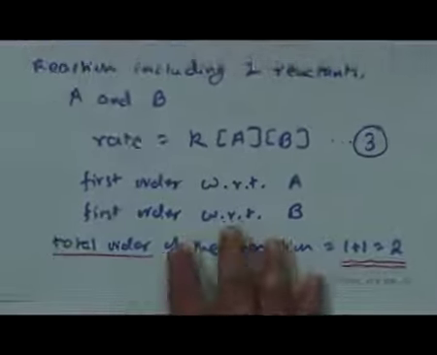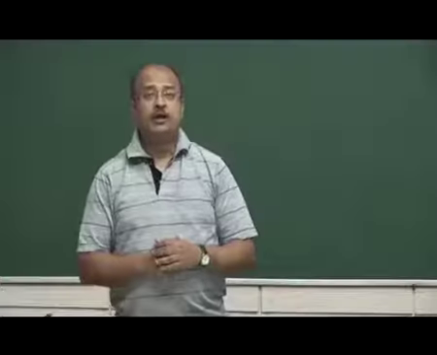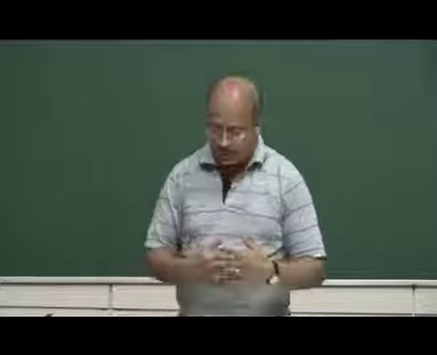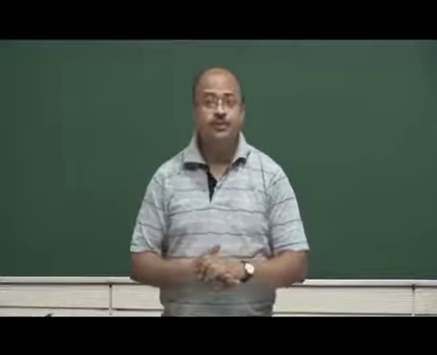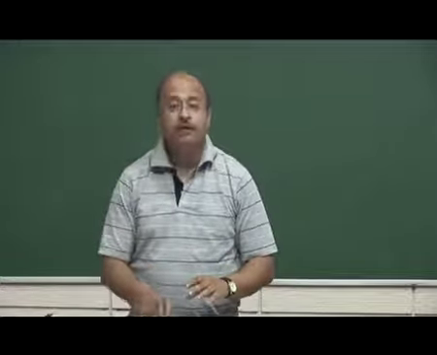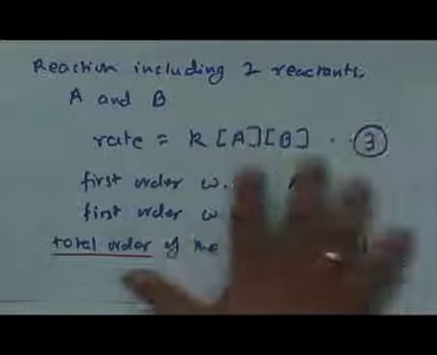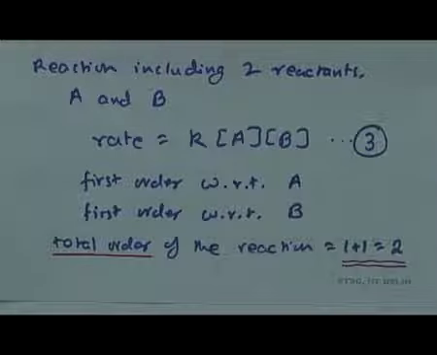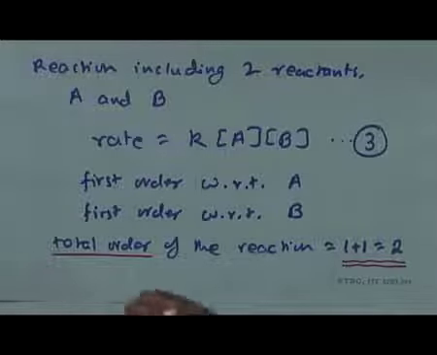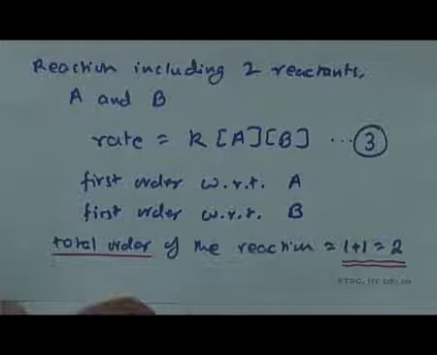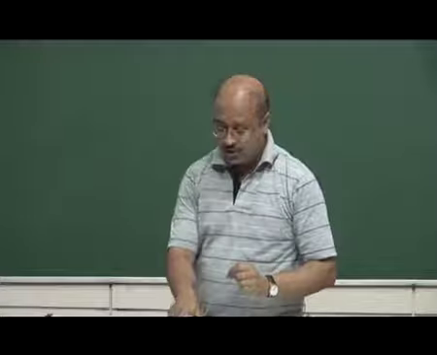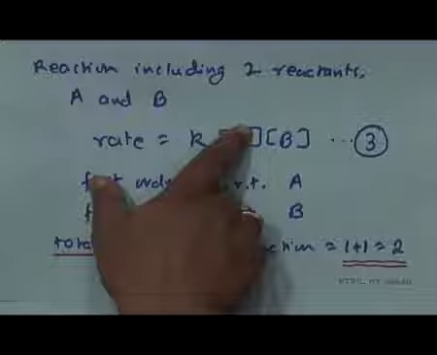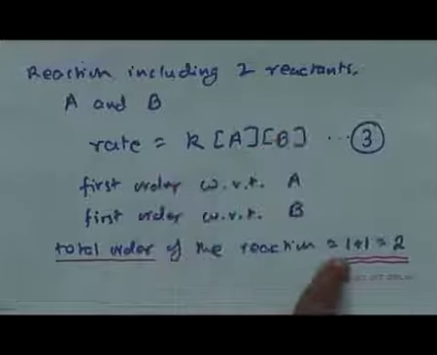Again, please remember this is also very important. For a second order reaction, the way this expression has been written, the order is equal to the sum of the exponents of the orders of the two reactants, that is 1 for A and the exponent for B being 1. So, 1 plus 1 is equal to 2.